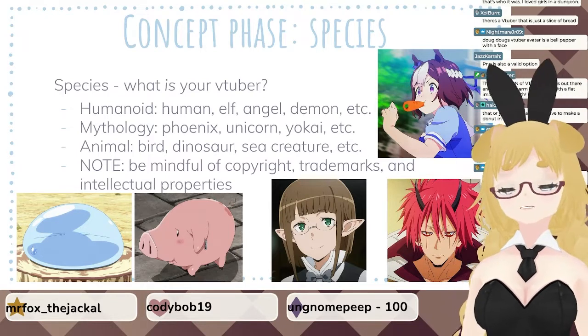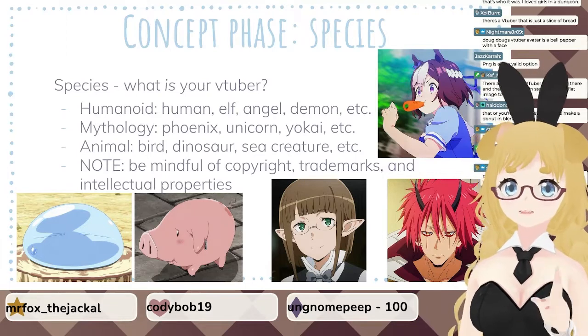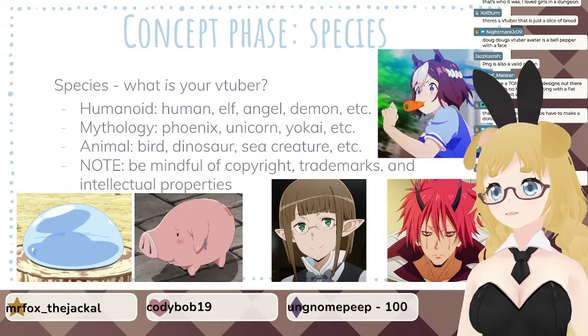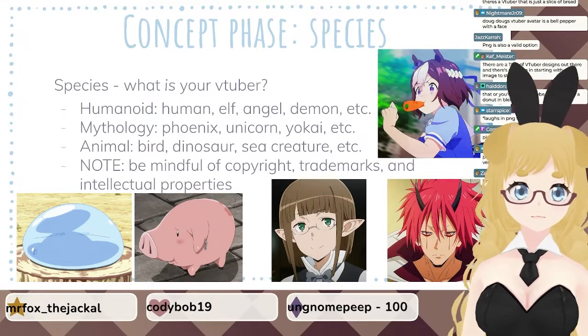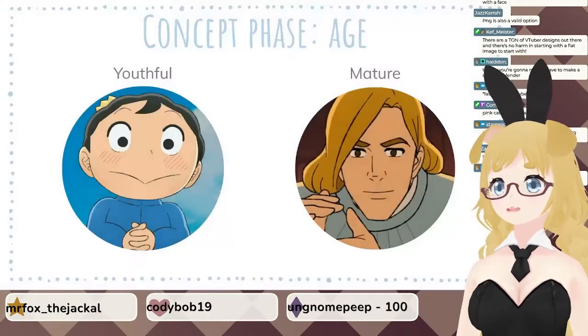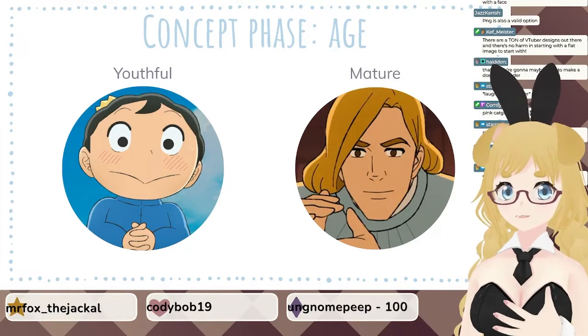Yes, you can also use GIFs if you're using VTube Studio. You have a lot of options. But for today, I'm just going to be talking about humanoid. That's what I know how to design for. So, concept phase, get your species figured out. Okie dokie. Next up. This is super simple in comparison, but consider the age of your VTuber.